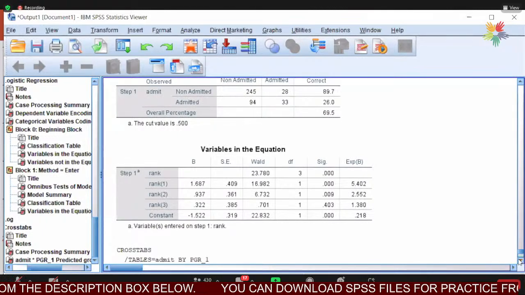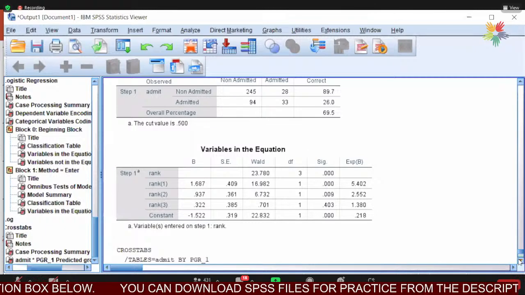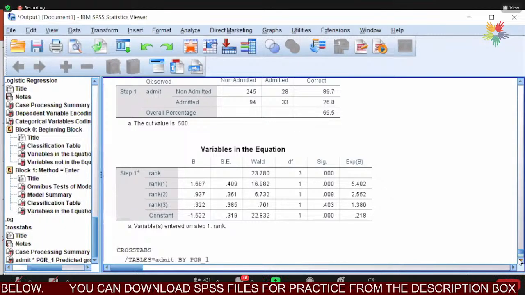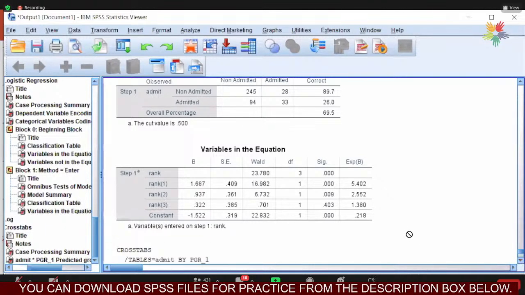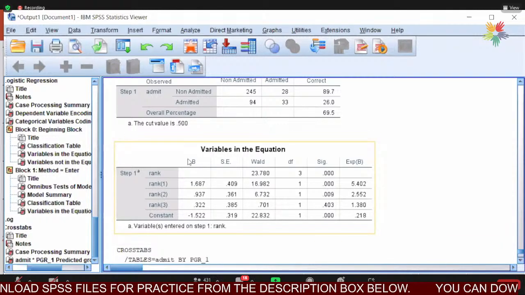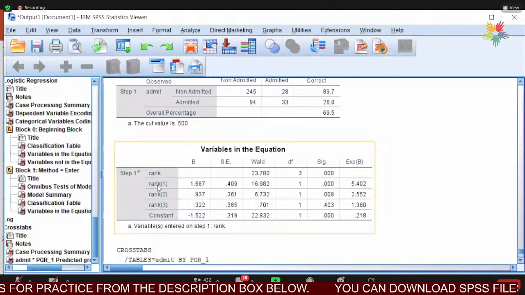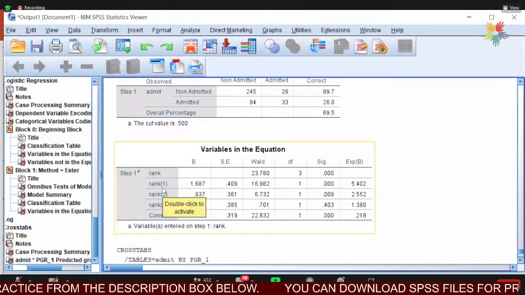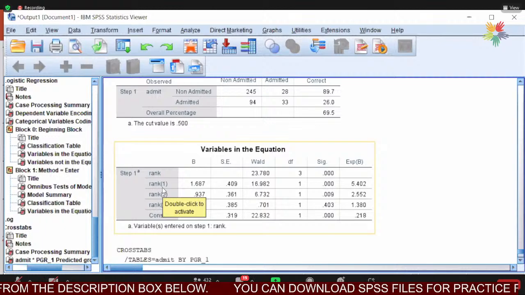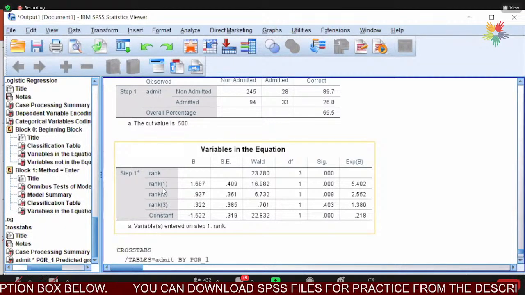Now you can note down, okay, I'm going to the SPSS, so that is the PowerPoint, and I will explain. Now for rank, this is the beta. This is my beta, rank 1. You need to remember it is a dummy variable I'm using, so this is how to write it.